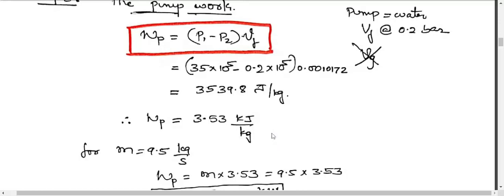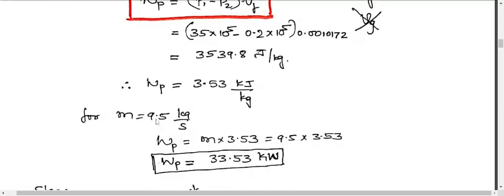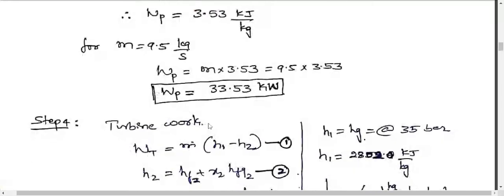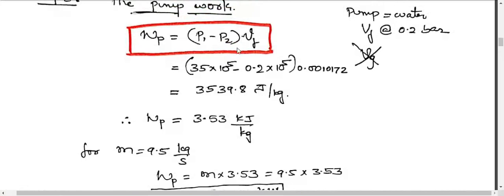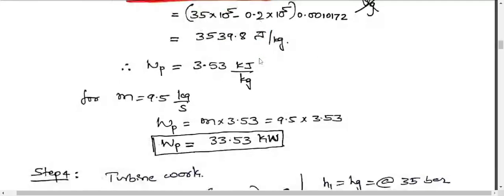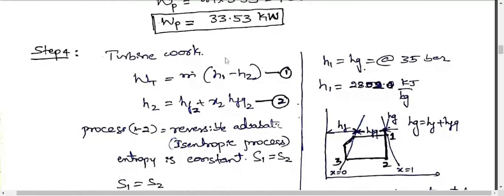But the given problem asks for the value of work done on the pump for 9.5 kg. So 9.5 you have to multiply with this 3.53, and you will get the total work done on the pump, which is 33.53 kilowatt. So to solve for work done on the pump, we don't require any enthalpies. It is easily calculated using pressure difference and specific volume. So now go to the next unknown, turbine work.